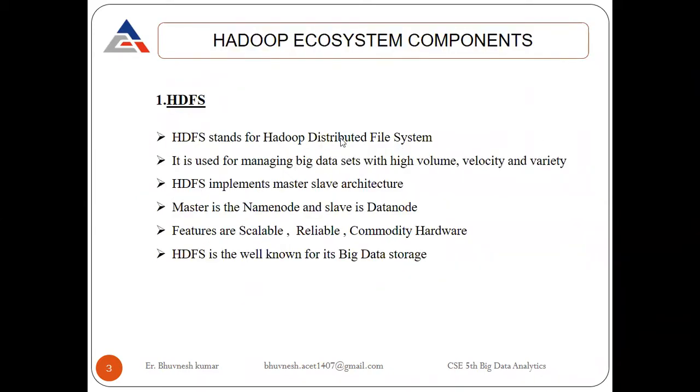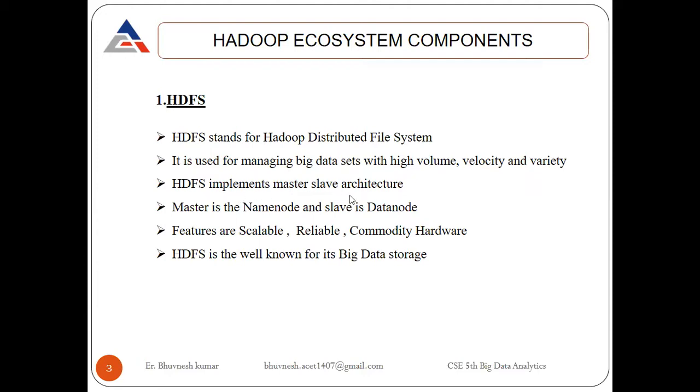Now, in detail, first of all, HDFS stands for Hadoop Distributed File System. It is used for managing big data sets with high volume, velocity, and variety. It is used for storing. HDFS is well known for its big data store. Big data sets will be in the form of volume, velocity, and variety. These are the 3 V's, and we have studied 5 V's. Nowadays there are 5 V's.